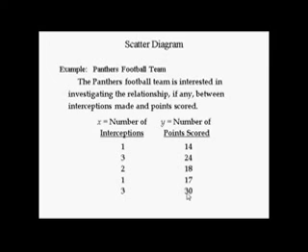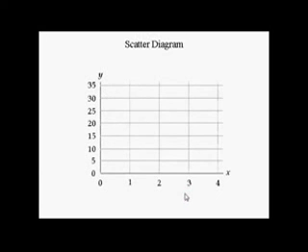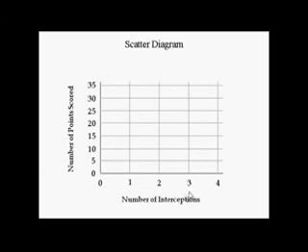In total, it seems that this data is suggesting that as interceptions increase, points scored increases. This is easier to see with a scatter plot. Plotting the points in the previous table generates a scatter plot with the number of points scored on the y-axis and the number of interceptions on the x-axis.